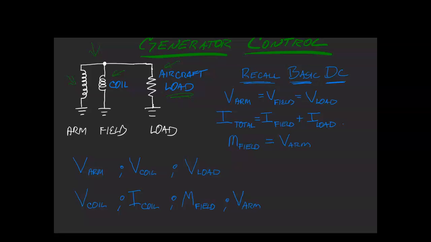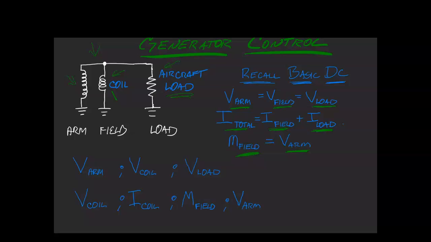So recall from our basic DC that the voltage across the armature will equal the voltage across the field, and that will equal the voltage across the load. And then recall that the total current is field current plus load current. And one more thing to recall: the magnetism of the field is directly proportional to the voltage in the armature. As the field coil magnetism increases, the voltage in the armature will increase.